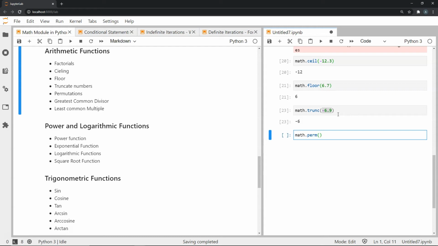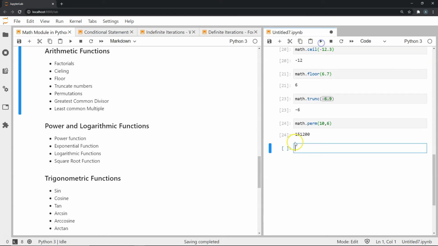So in between the parentheses, I have to pass two values, n and k. The k has to be less than or equal to n, because the permutation, as you know, is the number of ways in which we can permute k different objects from n objects. Mathematically, the permutation of n and k is n factorial divided by (n minus k) factorial. So if I pass, say, 10 and 6, it will give me the permutation of 10 and 6.